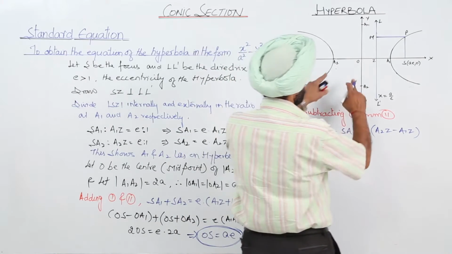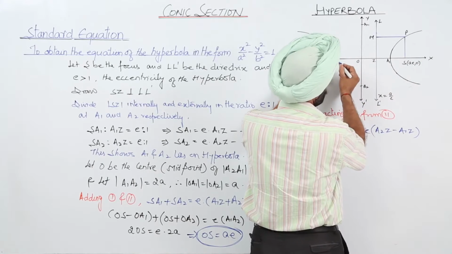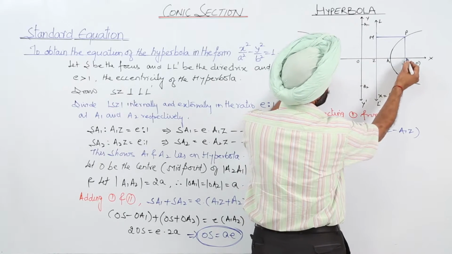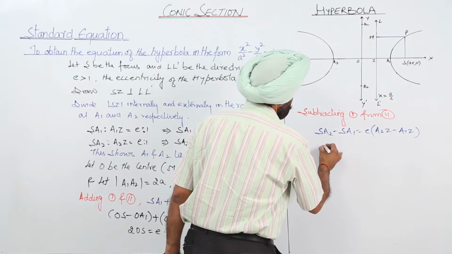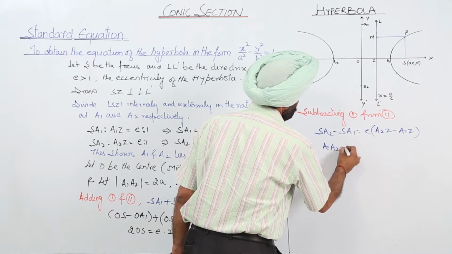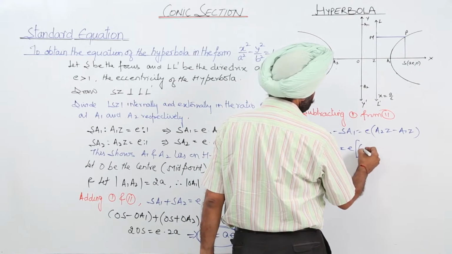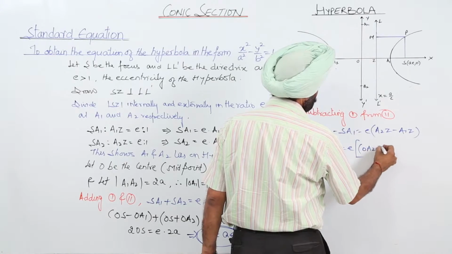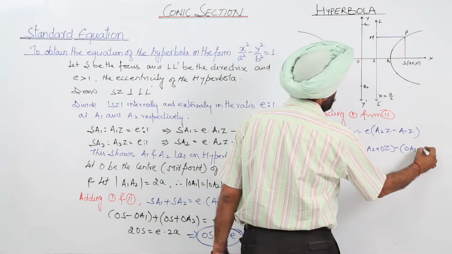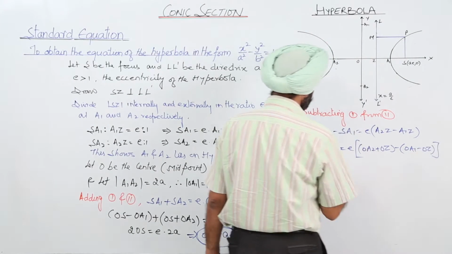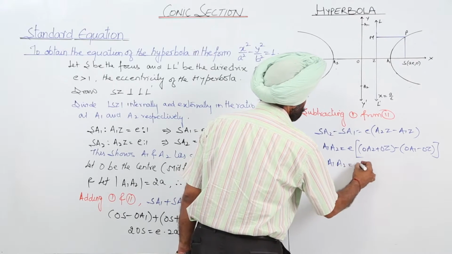Okay. We have SA2 from this point to this point, subtracting SA1. So we are left with A1A2. Okay. So we have A1A2 is equal to E times A2Z, which is OA2 plus OZ minus OA1 minus OZ. Just let's check it.